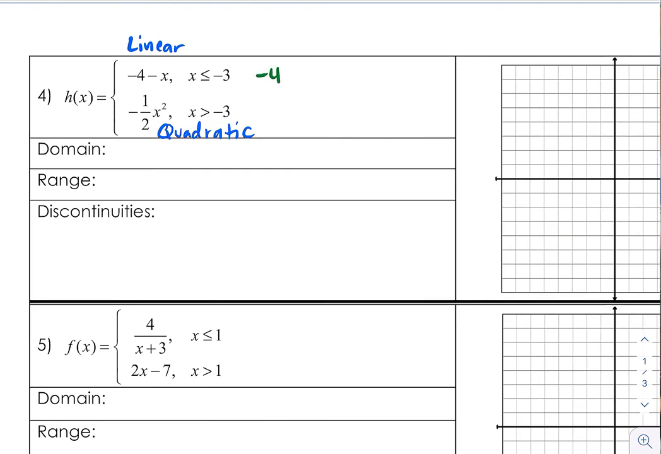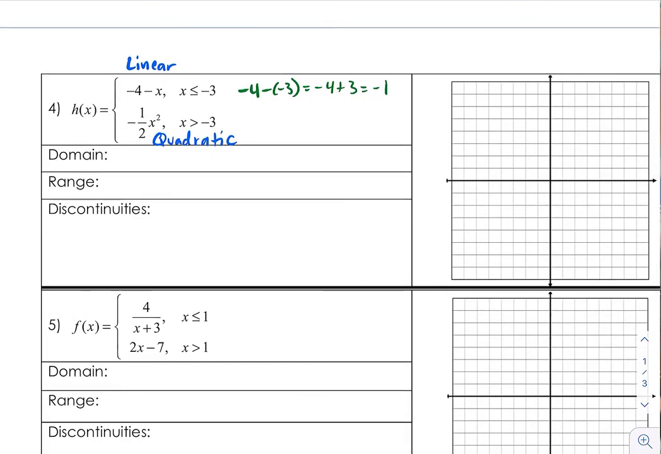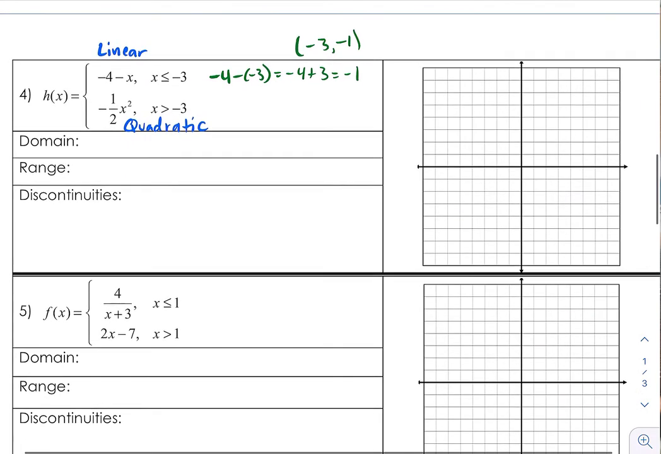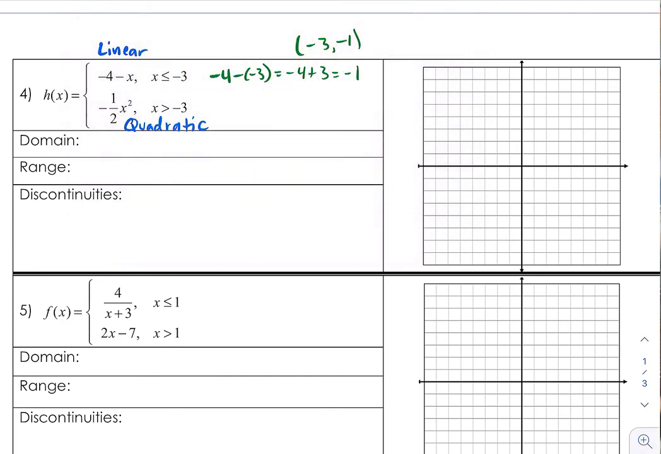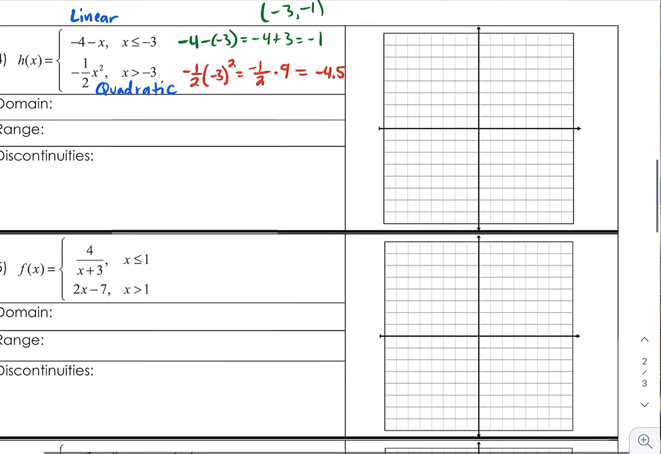So for the top, I have -4 minus -3, which gives us -4 plus 3, or a y value of -1. So this is the point -3, -1. Then for our bottom function, we have -1/2 times -3 squared. That's -1/2 times 9, which gives us half of 9 is 4.5, so that's -4.5.